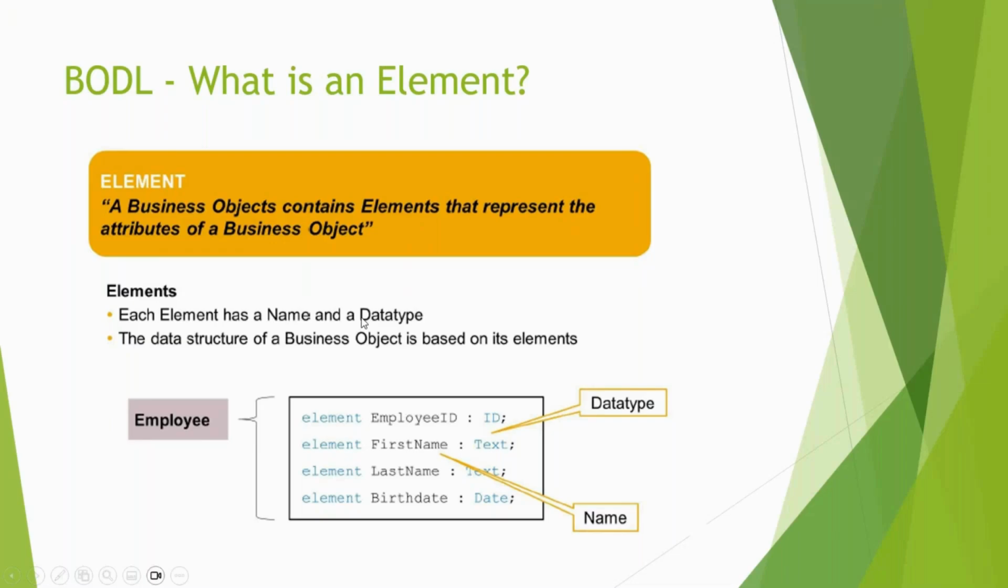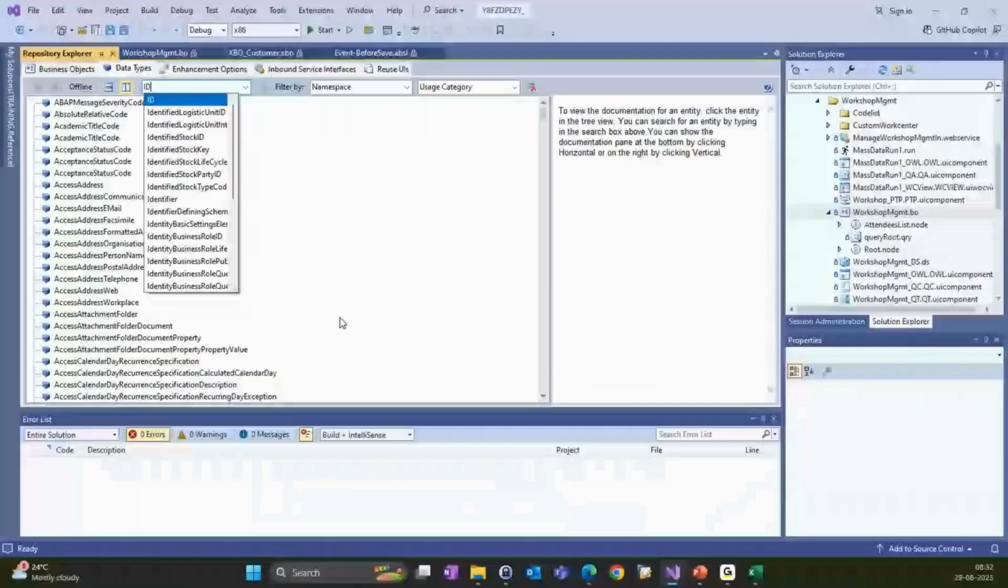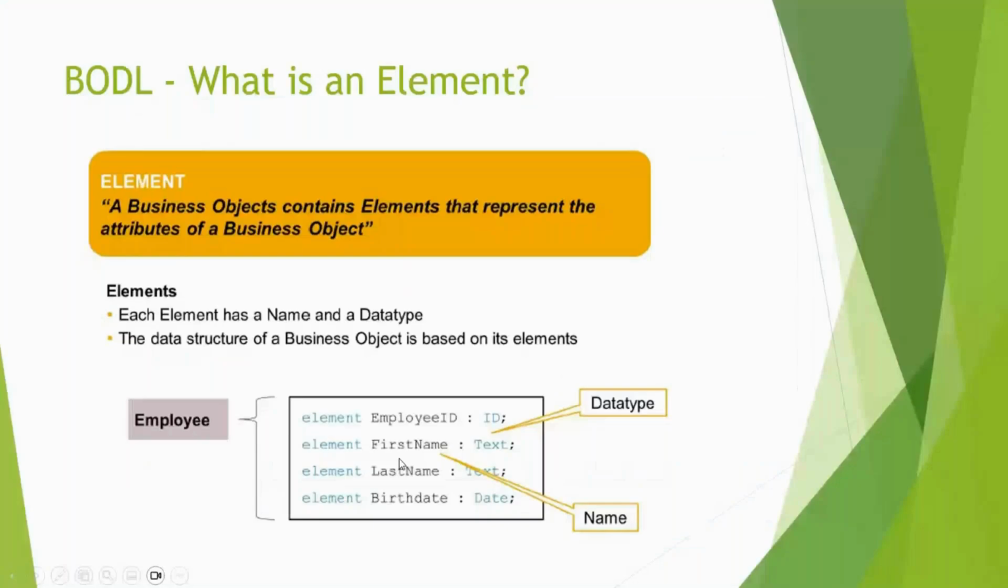Here in the data types, we will get all the data types. So ID is the identifier which we will use to store the unique keys. This is the employee ID, and the first name is of type text, and last name is also of type text, and birth date, here you can see it's a date. So these are the data types which we have to maintain. This is the syntax for creating any field in the backend.